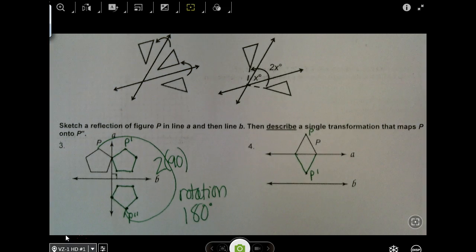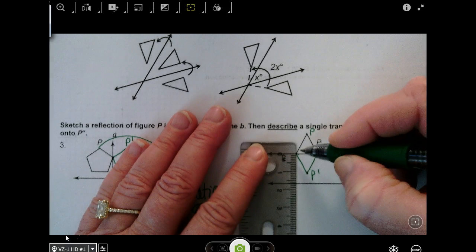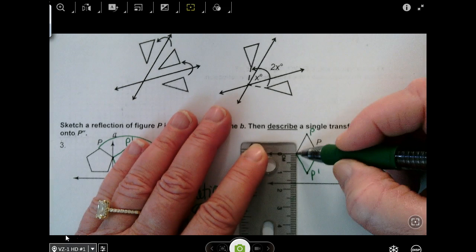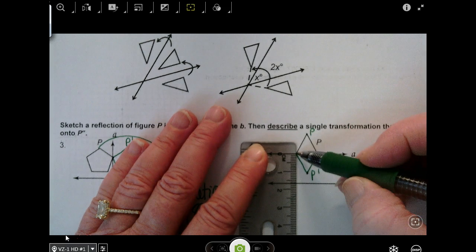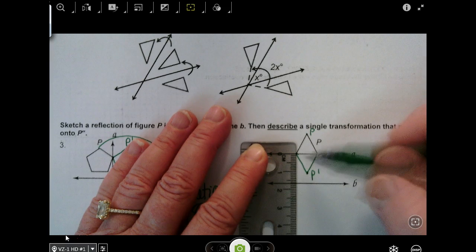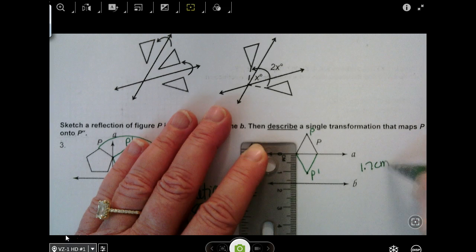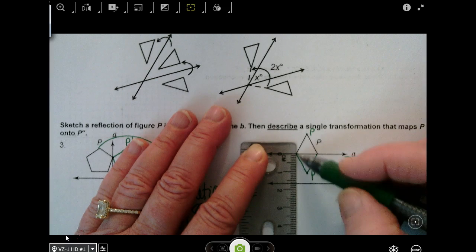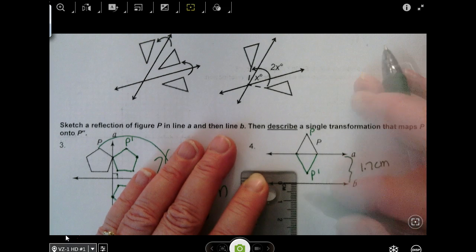All right, now we got to move all 3 points, though, to get the second reflection. So I'm going to measure bottom corner. Oh, let's get the distance between these lines. That's what we're going to get right now. How far is it from line A to line B? I've got 1.7 centimeters from here to here. Okay, so if that's 1.7 centimeters, I'm going to slide my ruler down to the second line and go 1.7 to the other side.